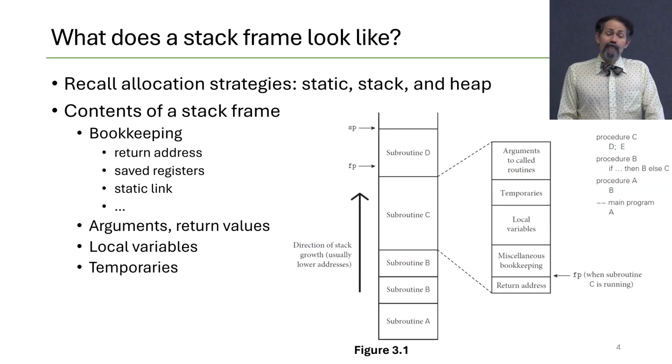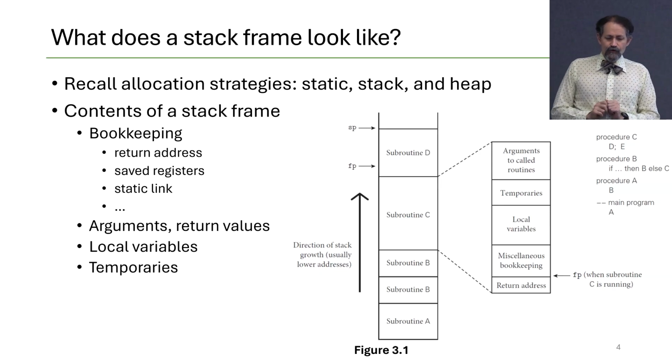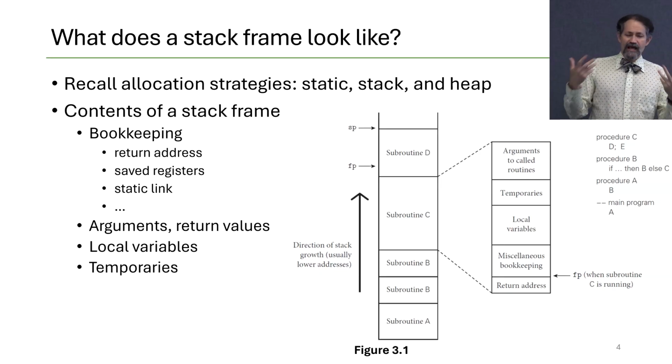Here we have a diagram back from chapter 3, where we have a bunch of subroutines organized in a stack. So subroutine A starts executing, and then it calls subroutine B, which calls itself recursively. So we have a stack with A and then B and then B. And then maybe B calls subroutine C, and subroutine C calls subroutine D, which is the current one executing. If we zoom in on one piece, we'll see what goes on in one of those stack frames, in this case, the stack frame for subroutine C.